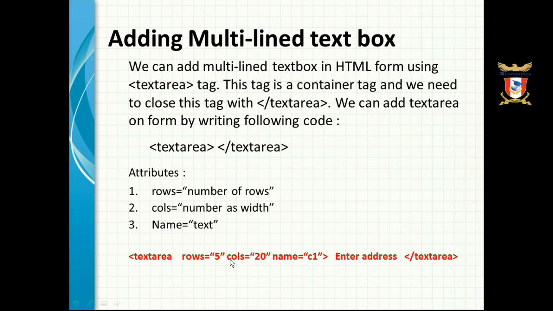And next we are having cols. No need to write complete columns. Cols means columns. Cols decide the number of characters, or you can say the width of that text area. Here we have assigned cols equal to 20. That means the width of text area is 20. And name, as we know, is the identity of text area.